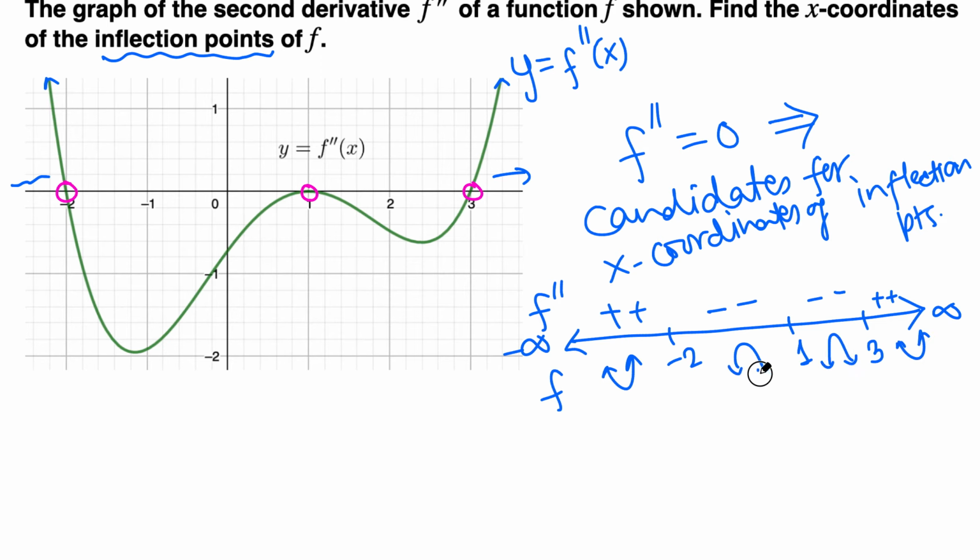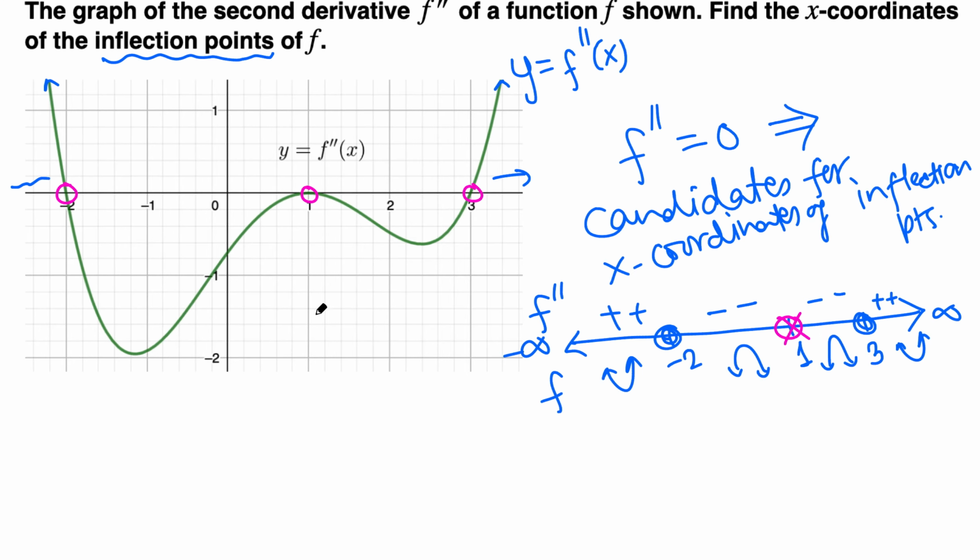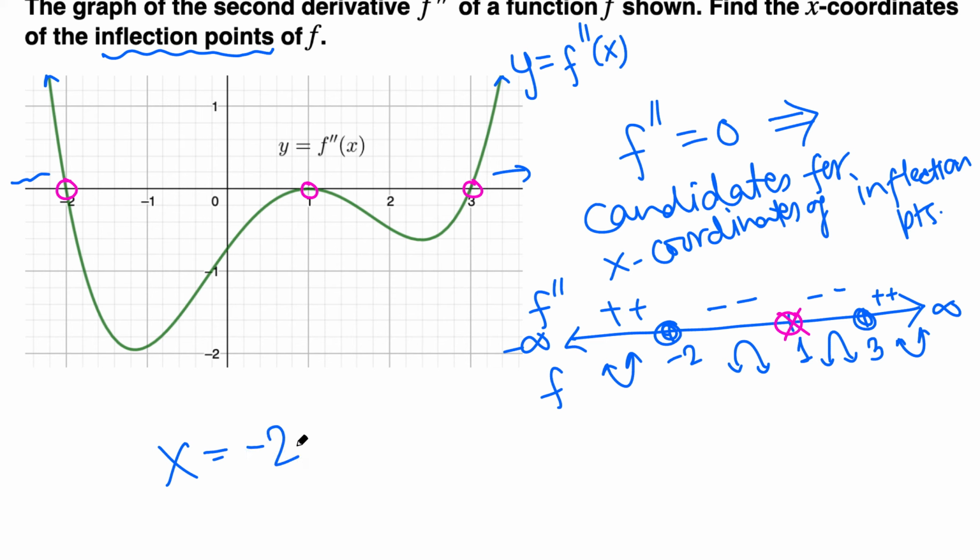Now we can see there were 3 candidates, but at 1, the concavity does not change. It's concave down, again concave down. So 1 is not the x coordinate of an inflection point. Only -2 and 3 are x coordinates of the inflection points because the concavity changes. So the answer for this is x equals -2 and 3. There were 3 candidates, but this one does not qualify because the concavity does not change.